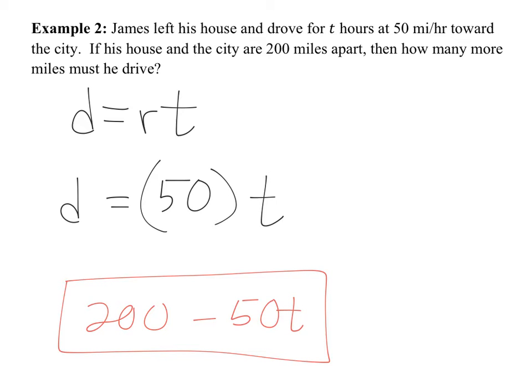Again, James and the city are 200 miles apart. So if you subtract however far he's gone, 50t, which comes right up here, from the 200 miles apart, we'll figure out how much he has left to still drive. So again, this is not a numerical answer. This is an expression that represents the answer. So what limitation do I have to this problem? There's one limitation to this problem.